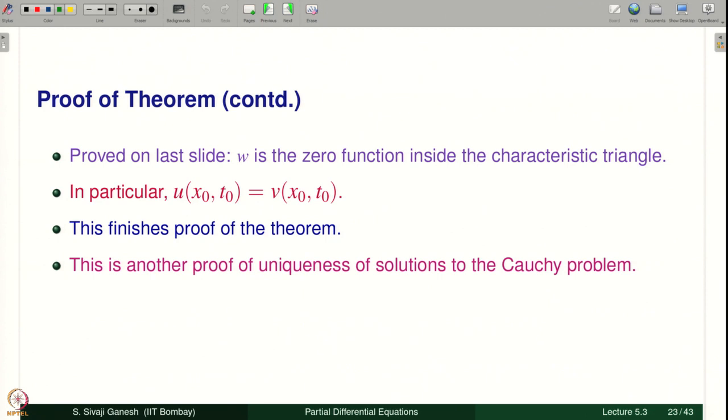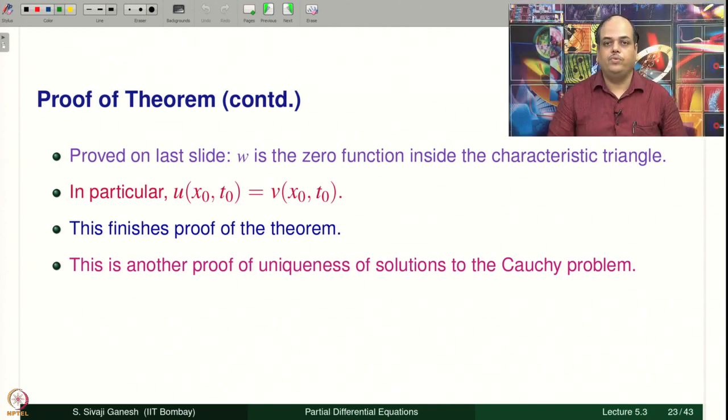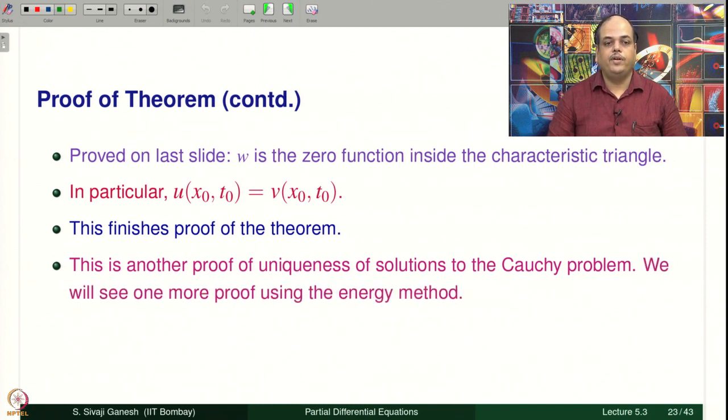This is another proof of uniqueness of solutions to the Cauchy problem. We already gave one proof of uniqueness earlier. Now, this is another proof of uniqueness of solutions. One more proof we are going to see using the energy method. Pretty much the actors in that energy method we have already seen in the domain of dependence inequality. We will do that in the forthcoming lectures.